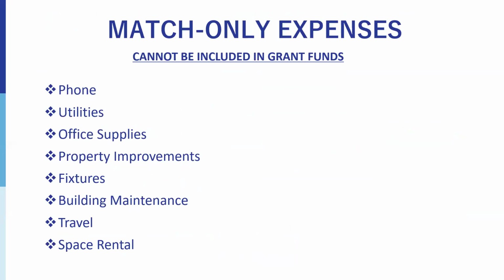Match-only funds means that you can have this on your contract, but they cannot be paid for with grant funds. That's phone bills, utilities, building maintenance, travel, space rental. These are all going to be in the guidelines, and if you have any specific questions, contact your program manager.